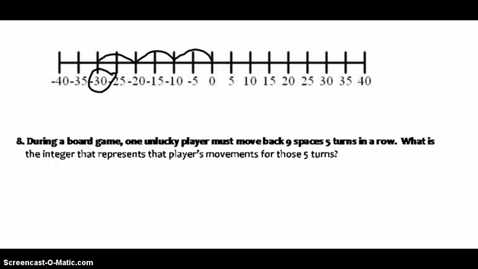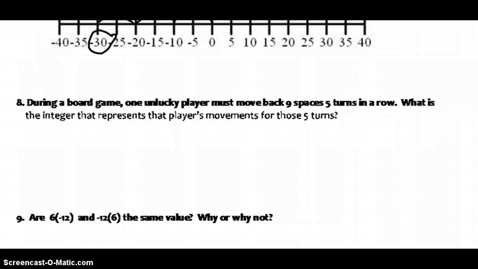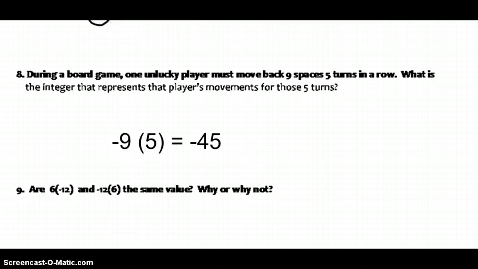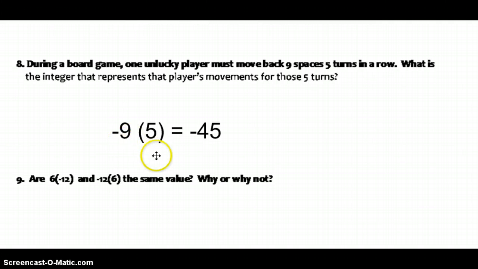Question 8. During a board game, one unlucky player must move back 9 spaces 5 turns in a row. What is the integer that represents the player's movements for those 5 turns? Well, if they're moving back 9, that would be negative 9, and it's happening 5 times in a row. That means we need to take negative 9 times 5 to get the answer negative 45. Notice how we have a negative times a positive, which gives us a negative answer.